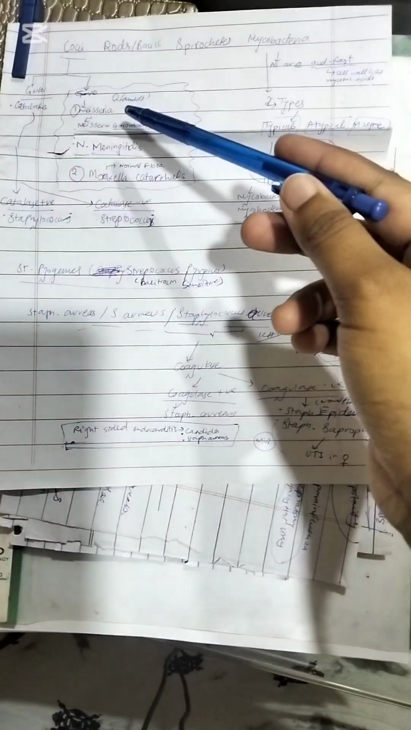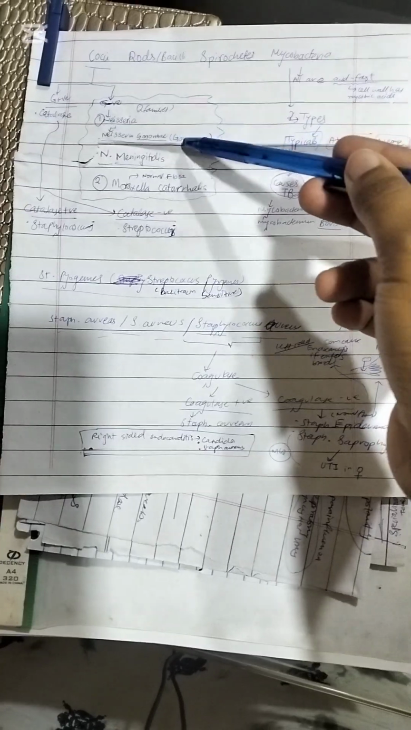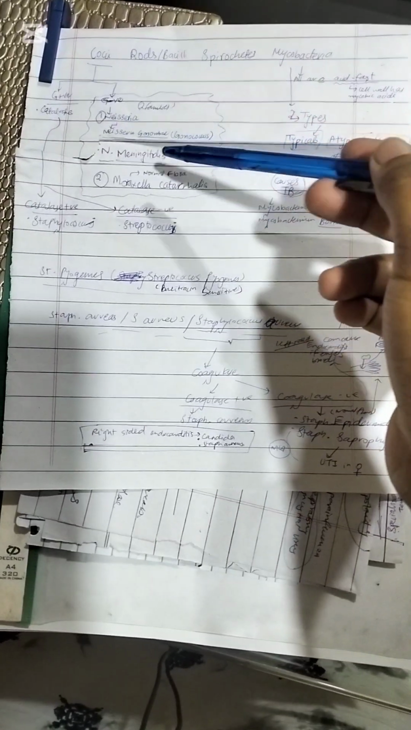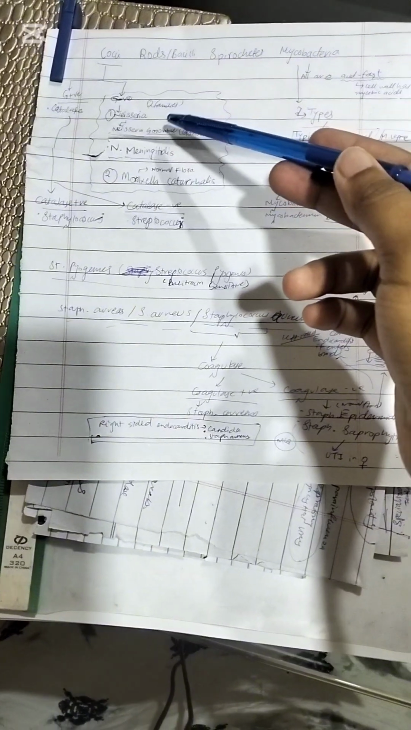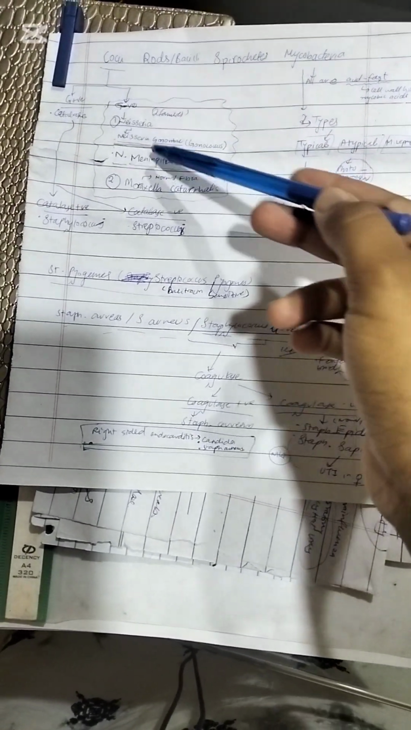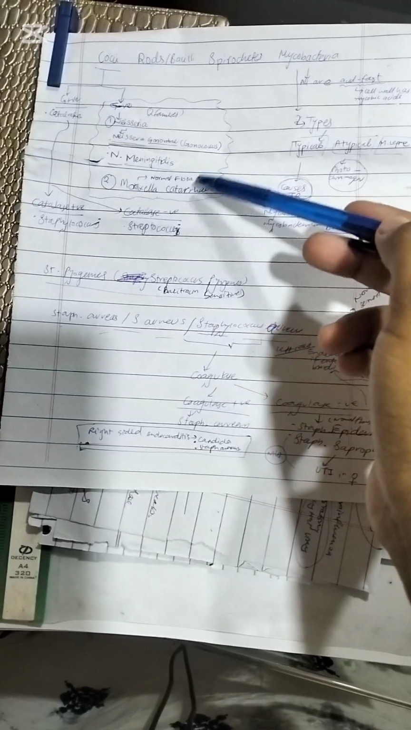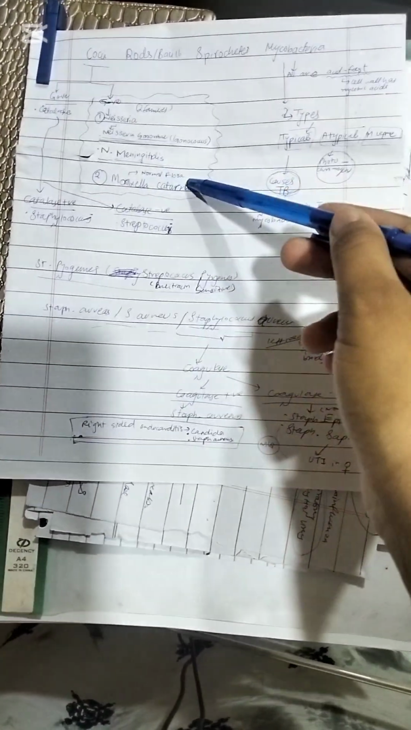Now let's talk about the gram-negative cocci. So in the gram-negative cocci, please remember NM. N is for Neisseria, M is for Moraxella catarrhalis. Neisseria has further two types, which are Neisseria gonorrhoeae, which causes gonorrhea, and Neisseria meningitidis. For the Moraxella catarrhalis, it is a normal flora.